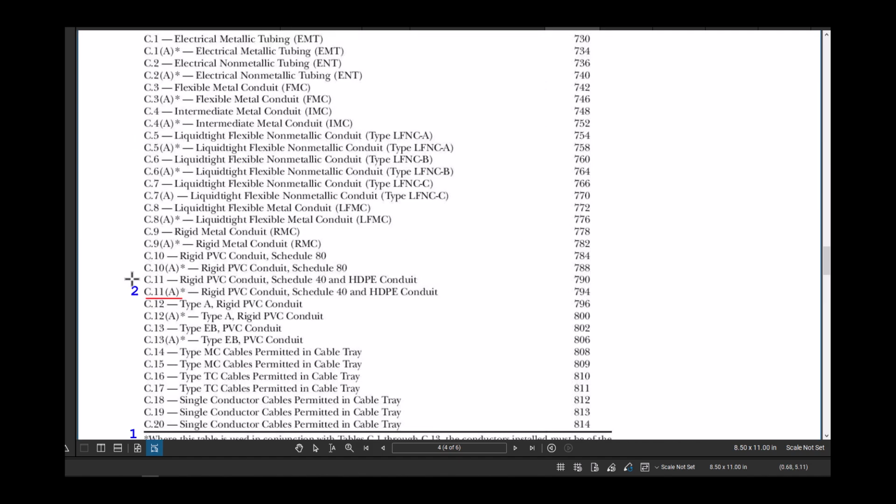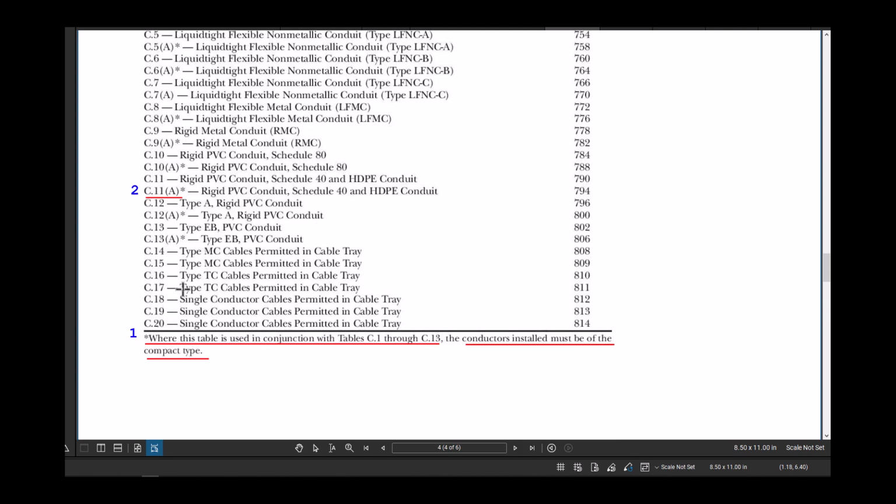For example, for C11, we have a rigid PVC conduit, schedule 40, and HDPE conduit. These two are the same word by word, but the only difference is here you see the star. If you go down, they refer you wherever you see a star, where this table is used in conjunction with table C1 through C13, the conductors installed must be of the compact type.